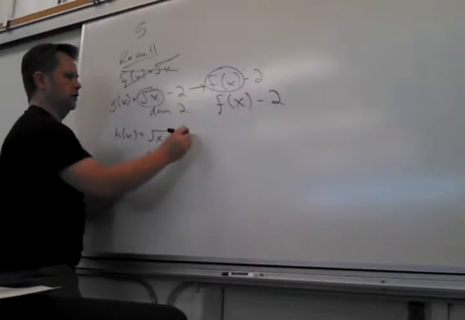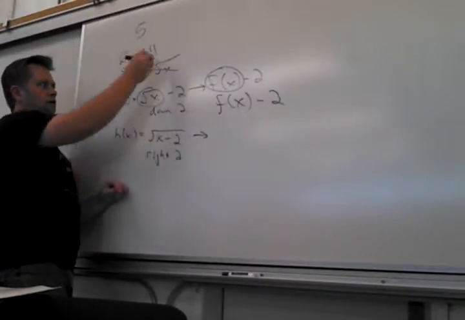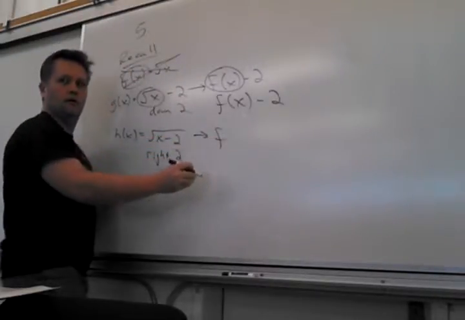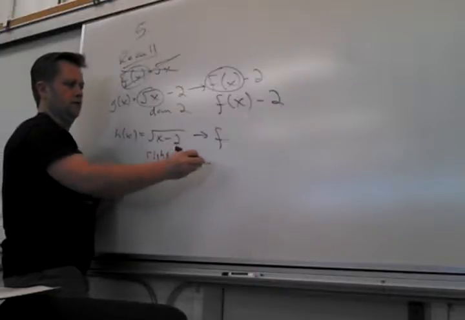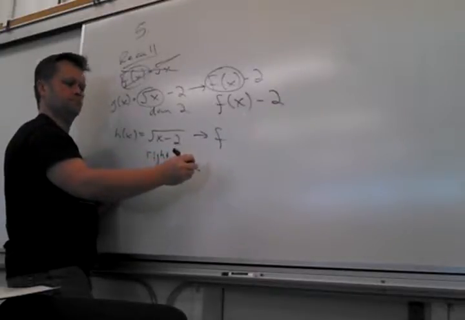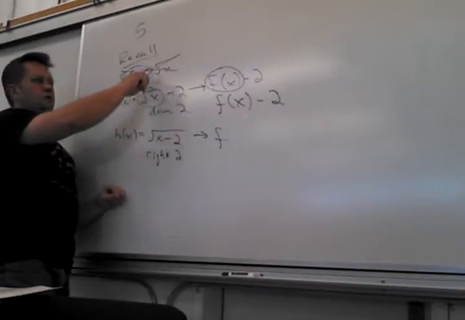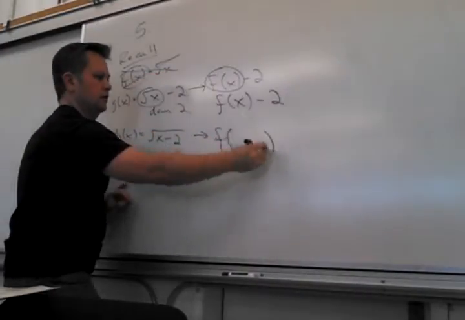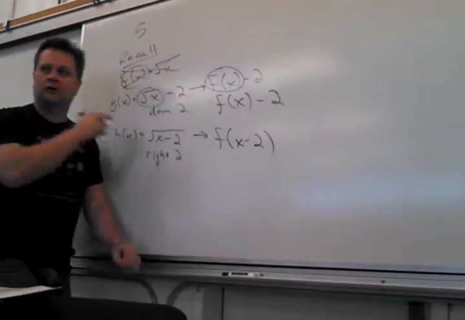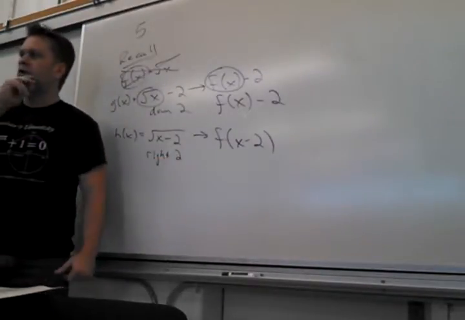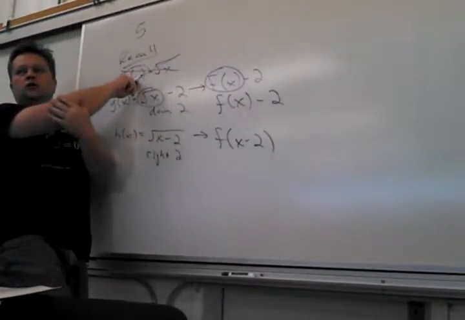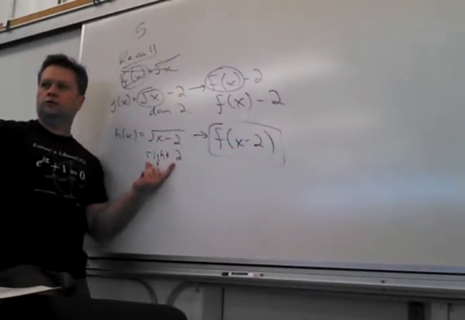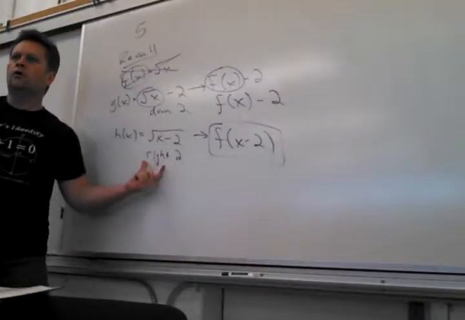And the same thing here. How would you represent this using that notation? What is f of x? Square root of x. So how do I get x minus 2 inside? I would just put x minus 2 inside. So they might ask you, given some function f of x, what would this look like? It would take it to the right 2. And that's what you say for those problems.